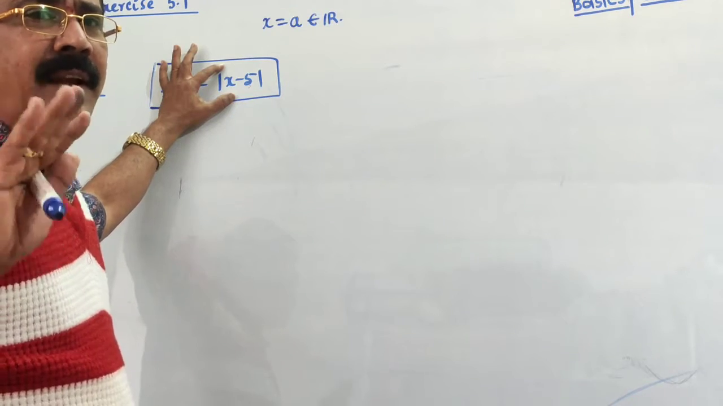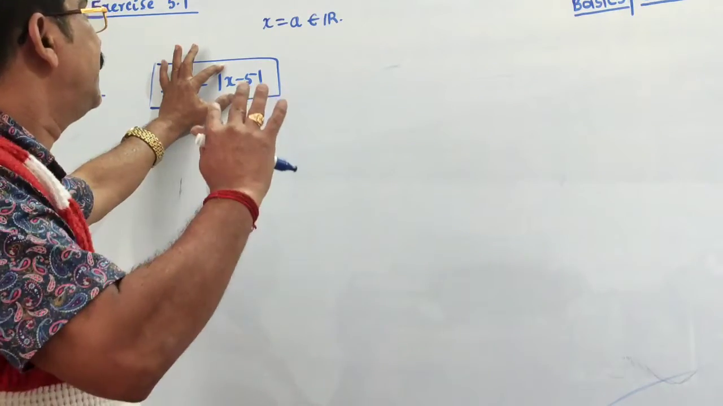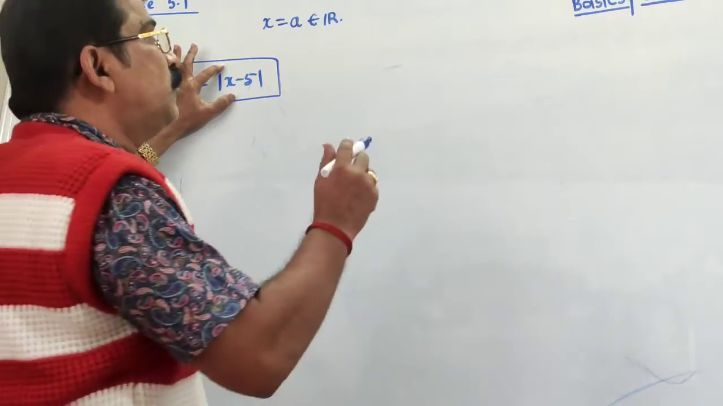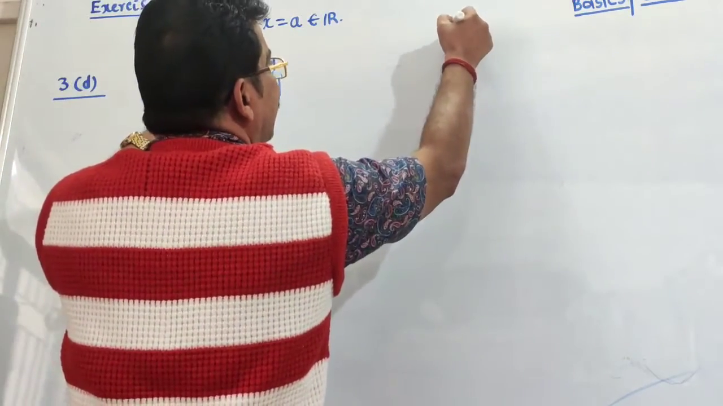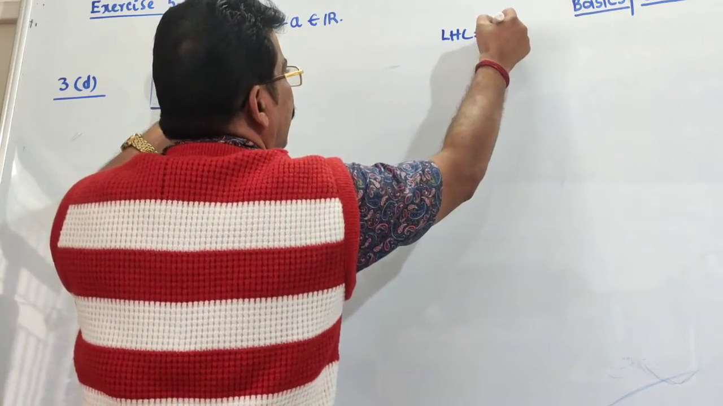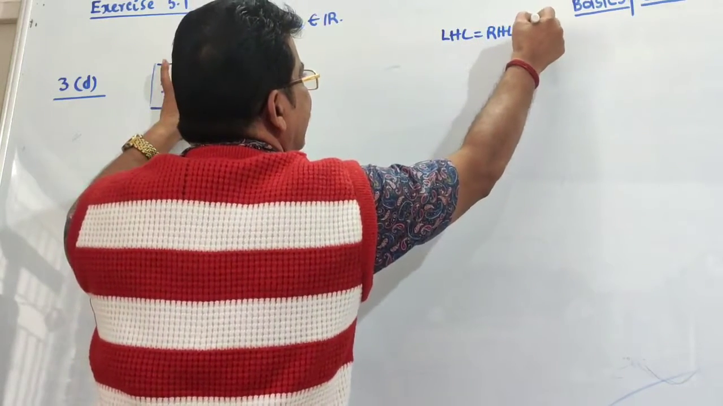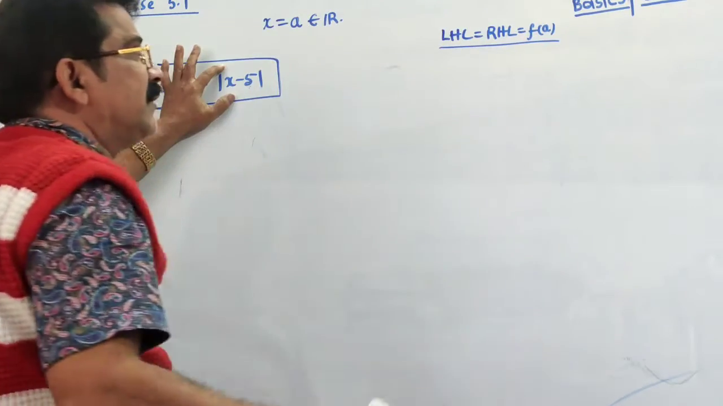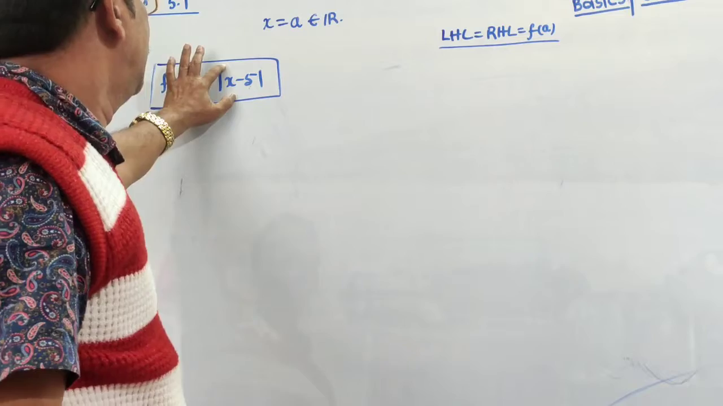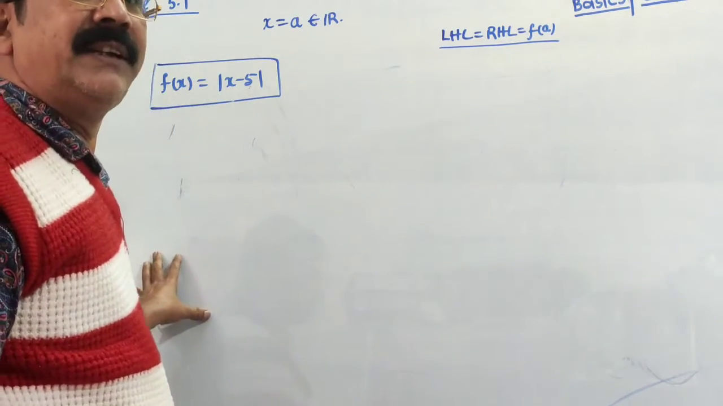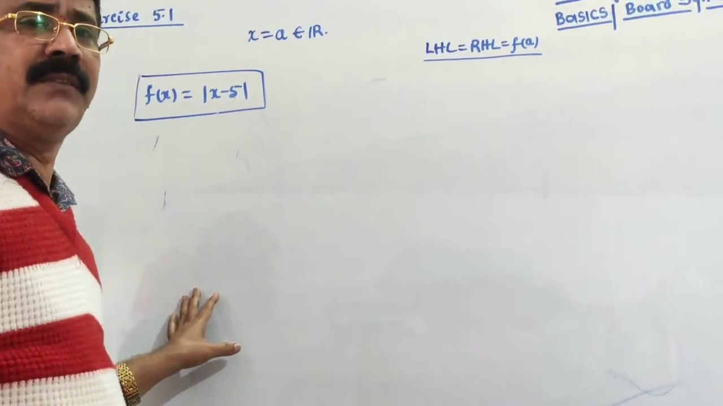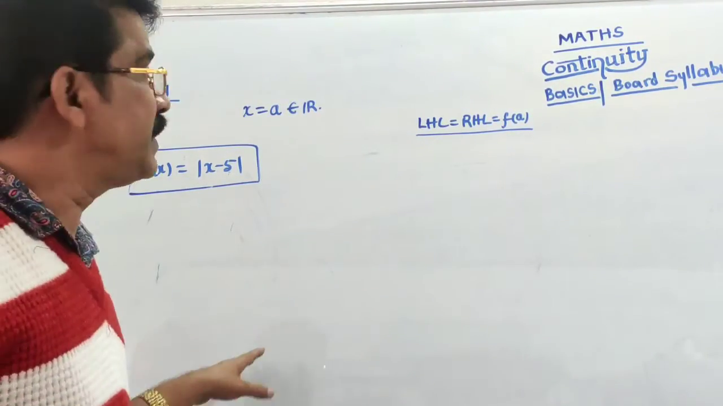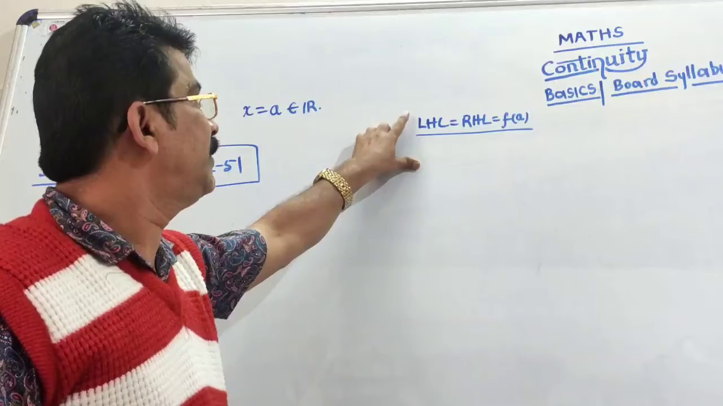In such a case, whenever we discuss the continuity of such special functions, we apply left hand limit is equal to right hand limit is equal to f of a. If these three values are the same, then only it is continuous, otherwise it is not continuous. You can ask me about the previous three questions, in which we didn't follow this definition.